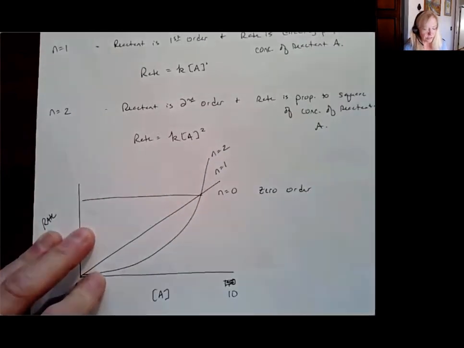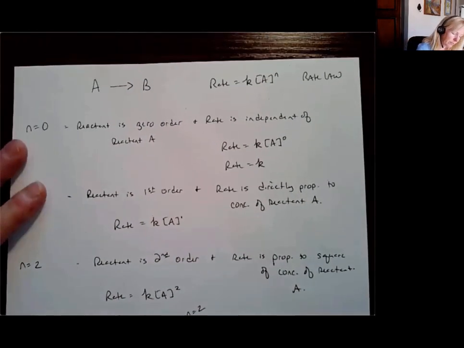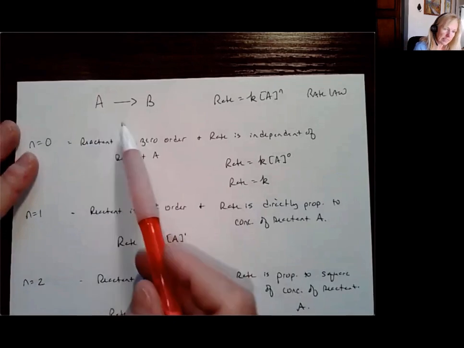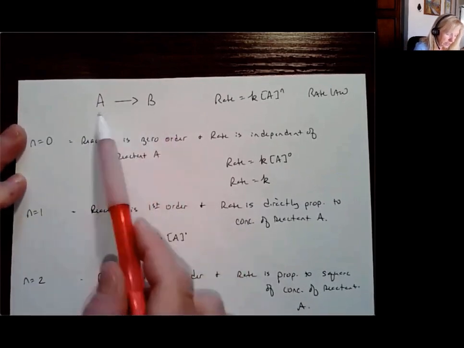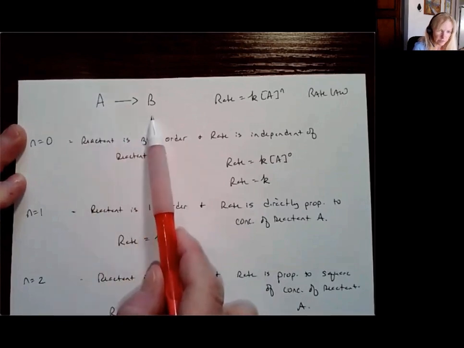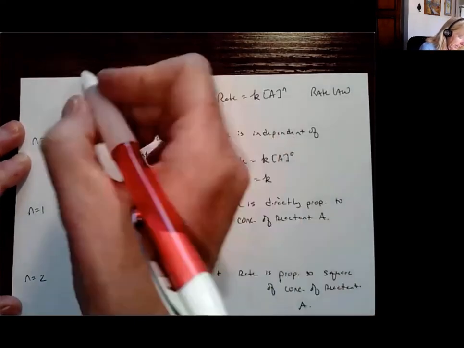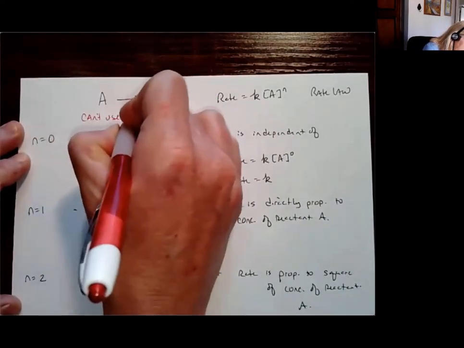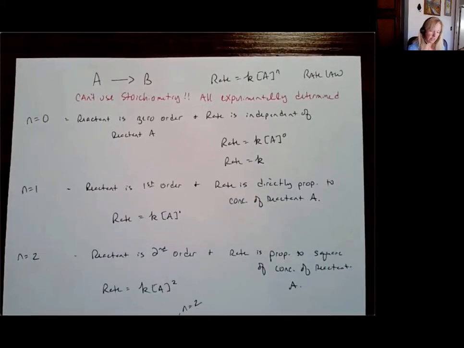Reaction orders are hard because you don't get these from stoichiometry. I can't look at this reaction and say, well, this is a 1-to-1, so it must be first order. The stoichiometry of this reaction gives me no idea about this, so I can't use stoichiometry here. This is all experimental. You have to have data, then you can determine what's happening. How do we determine reaction orders? You can only do it experimentally, and they're not related to stoichiometry.